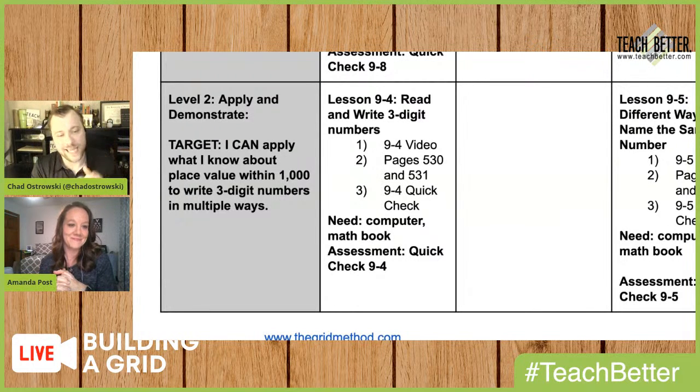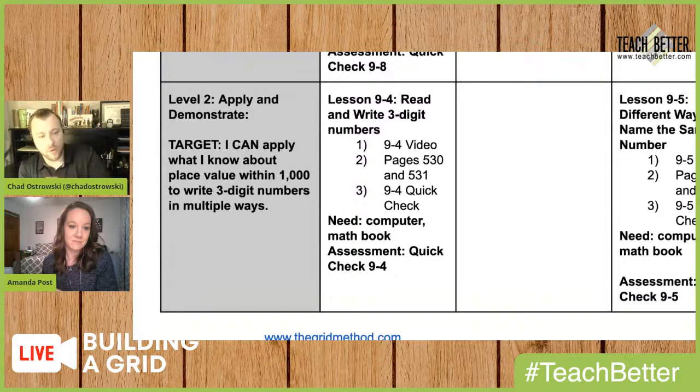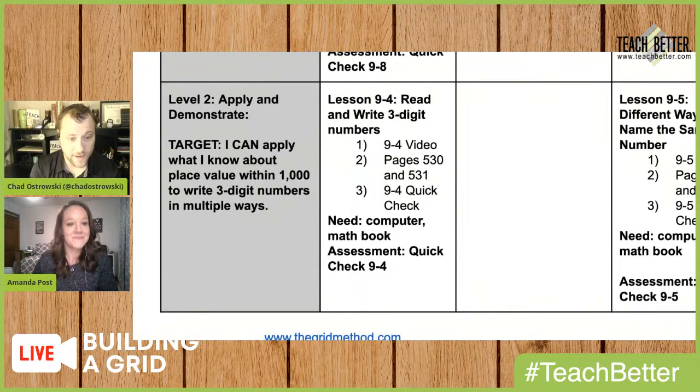So Amanda says, in this instance, I can apply what I know about place value within 1,000 to write 3-digit numbers in multiple ways. I really like this target. I think it's measurable. I think it's specific. And I think it's easy for a student to understand. Now, a second grader might need help with the word digit, right? Or maybe even the word multiple or something like that.